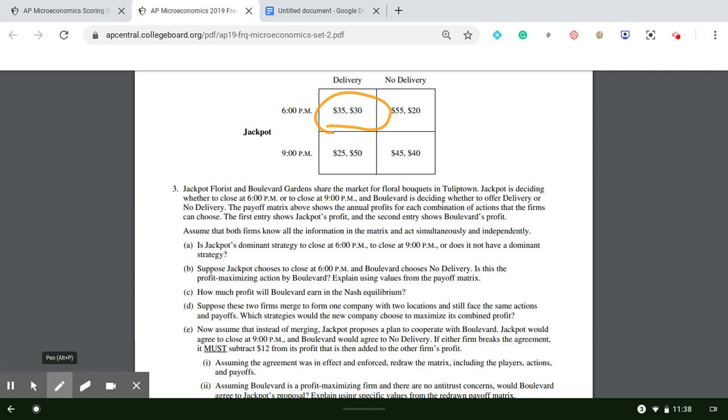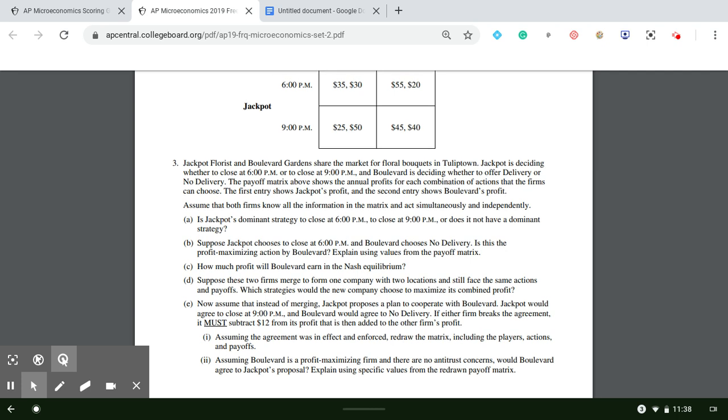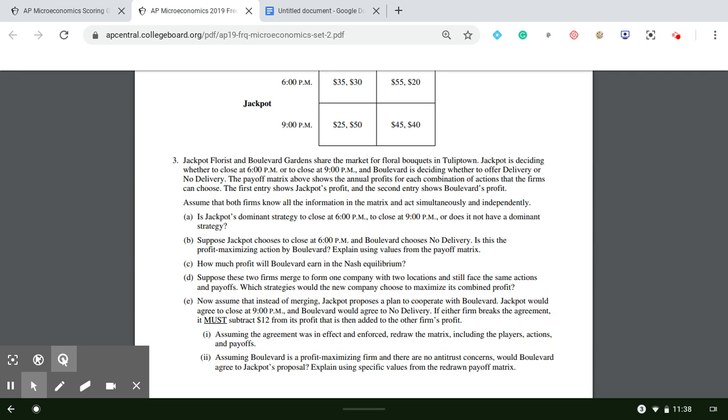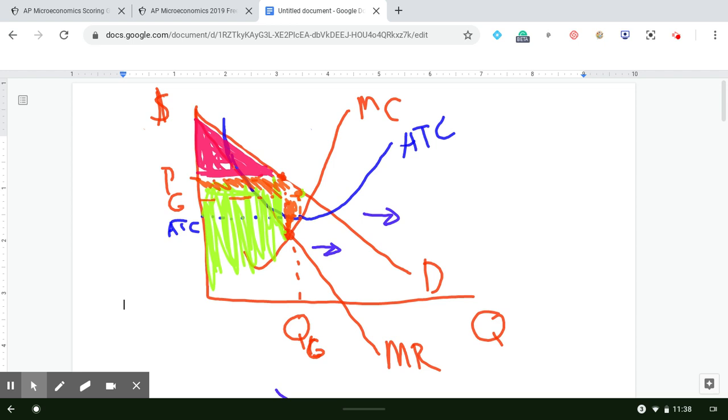Okay, but anyway, so they've proposed a plan to collude and they're going to affect the rules of the game. So it says that if either firm breaks the agreement, it must subtract $12 from its profit that is then added to the other firm's profit. So they basically have to give somebody $12. Okay, so let's look.